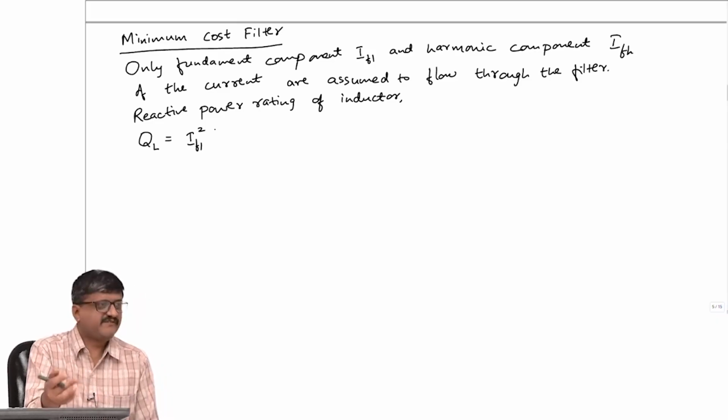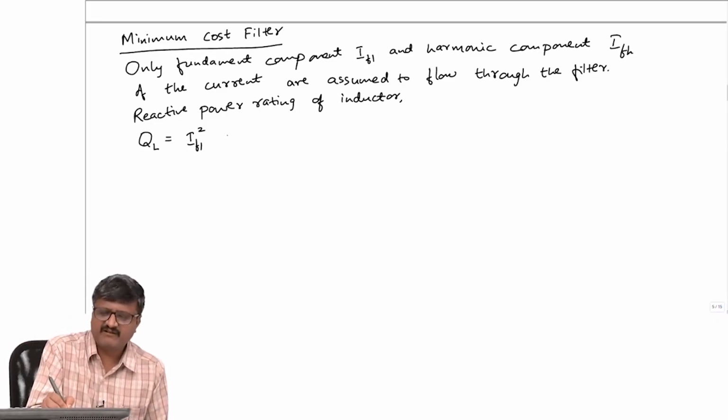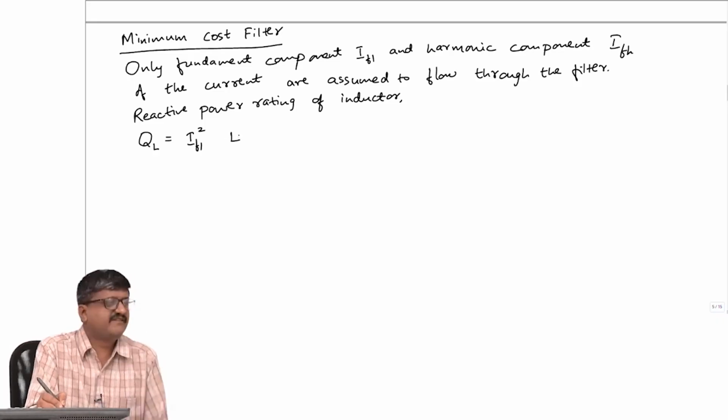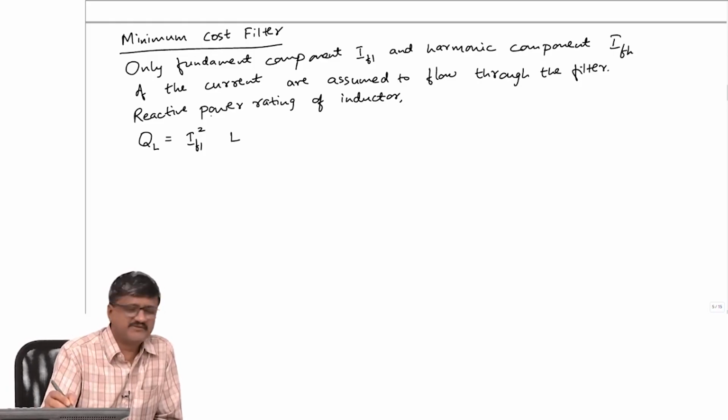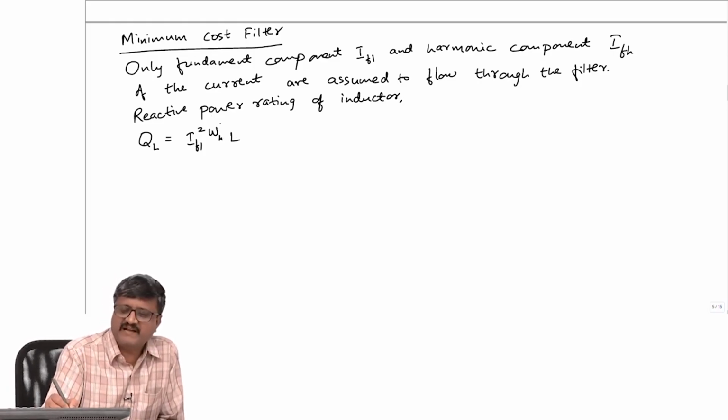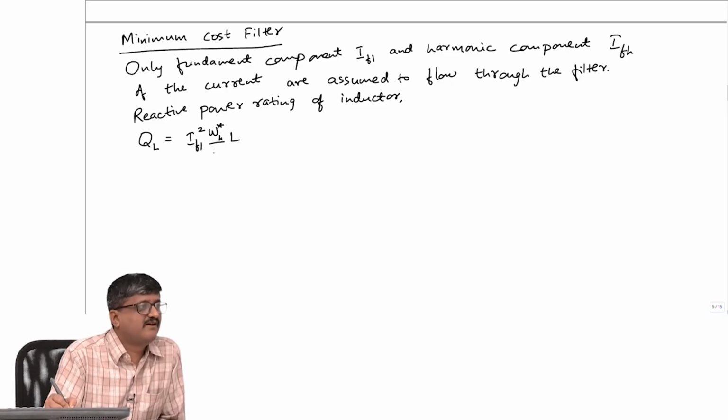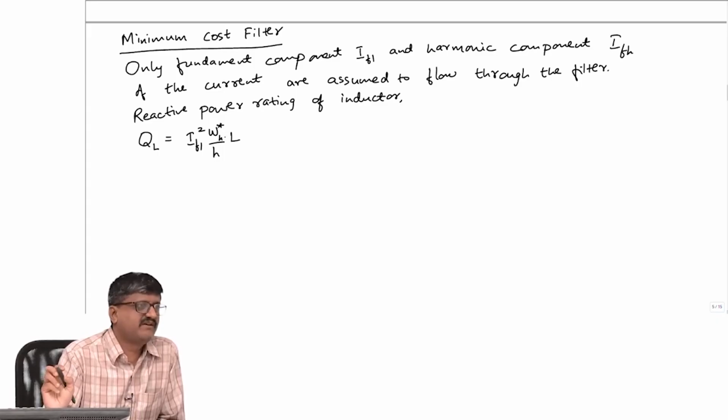In terms of the quantities that we have used, L is the inductance. What is the fundamental angular frequency? We have not used any specific value of frequency. Using the notation we have used, it is omega h star divided by h. See, omega h star is the harmonic frequency for which the filter is designed, and divided by h gives the fundamental. Is that okay?